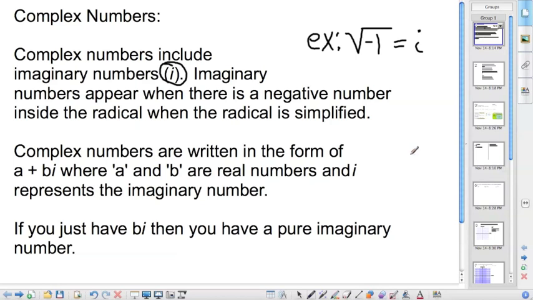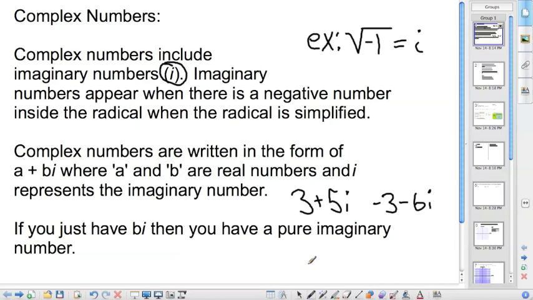Complex numbers are written in the form of a plus bi, where a and b are real numbers and i represents the imaginary. So you will have 3 plus 5i, where 3 and 5 are real and i is imaginary. You will also have -3 minus 6i, where -3 and -6 are real and i is imaginary.